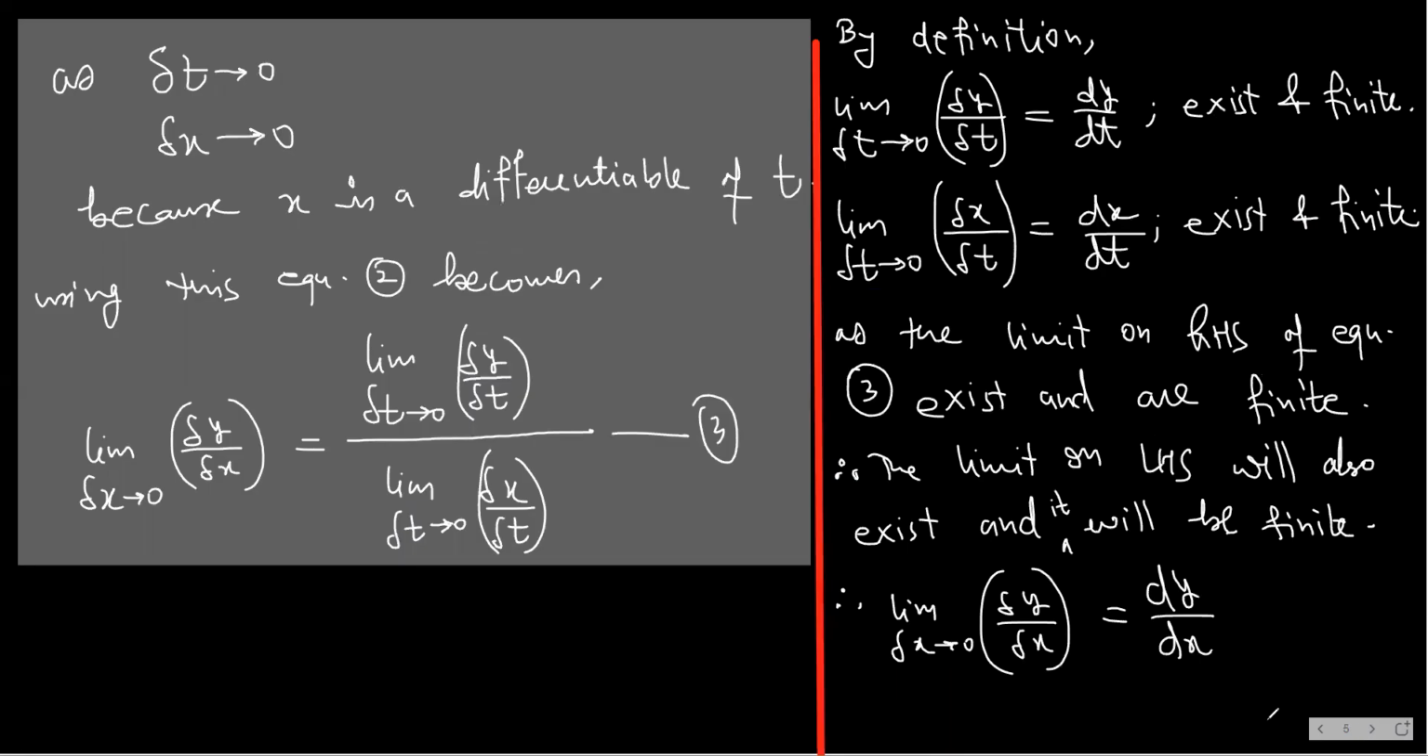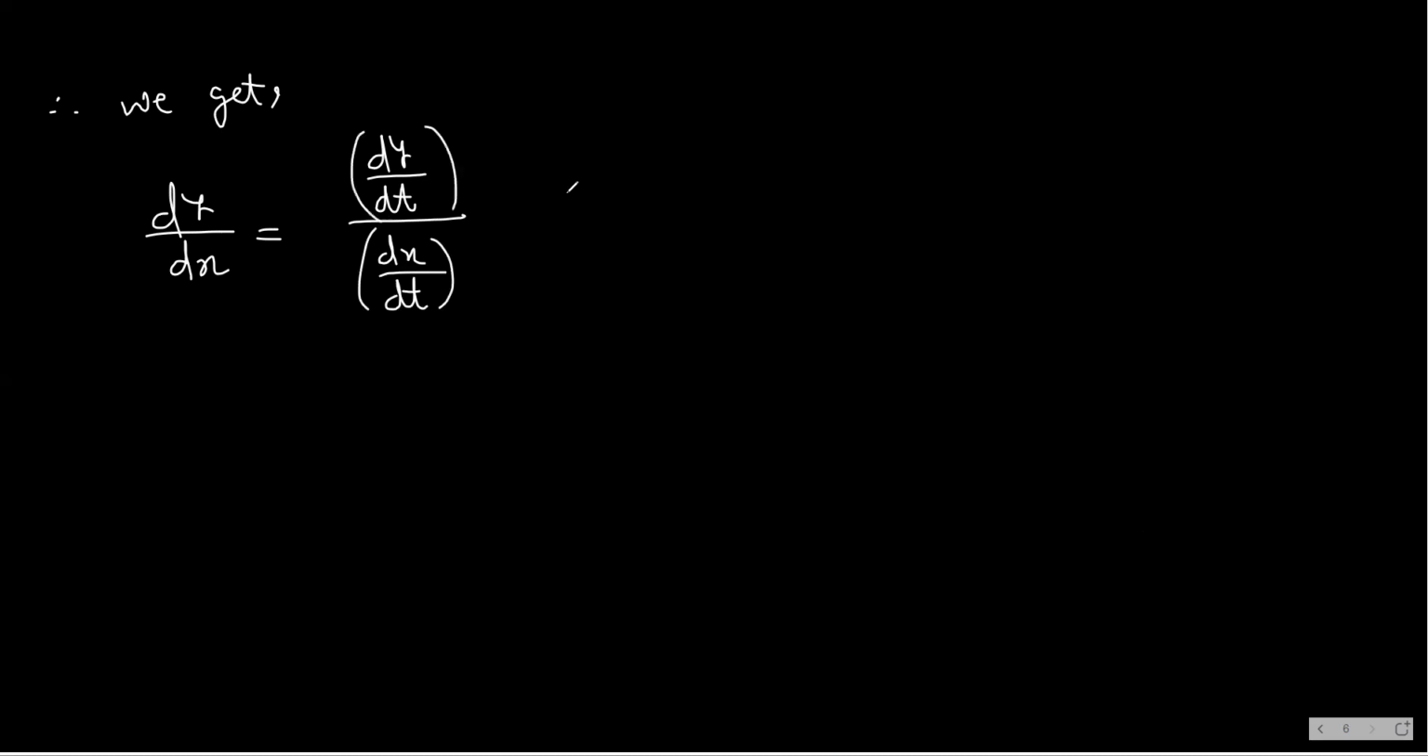So the next step I write here. See, now I write using, this is my 4, this is 5 and 6. I write using 4, 5 and 6 in 3. What we get? Therefore, you will get on the left hand side, dy by dx equals to dy by dt upon dx by dt, where dx by dt is not equal to 0, hence proved.